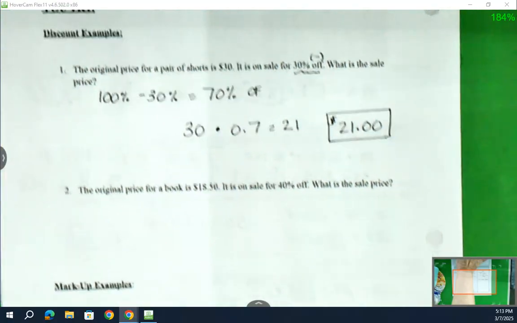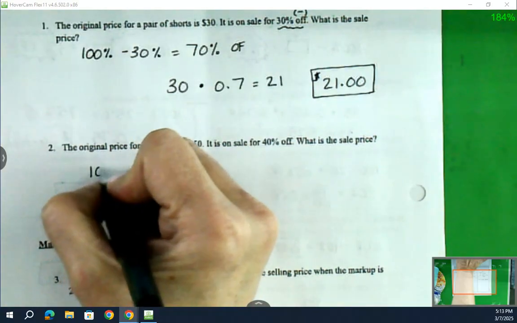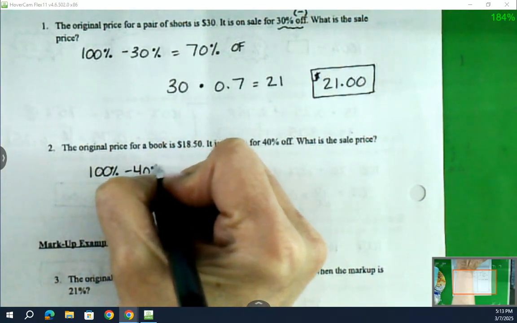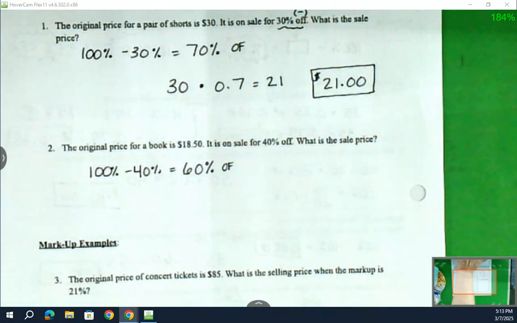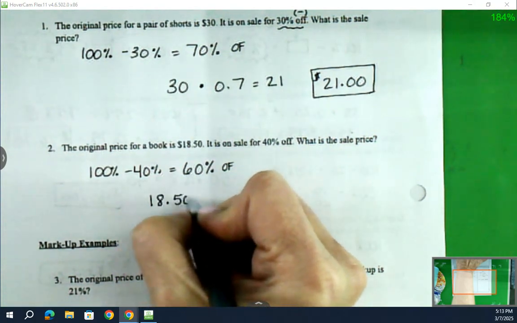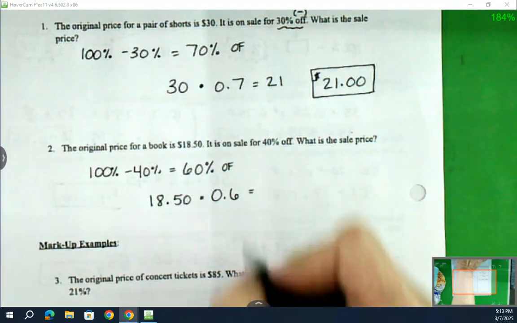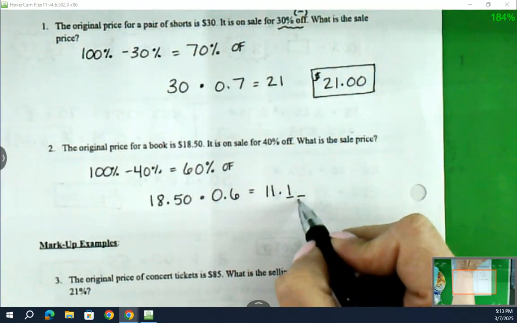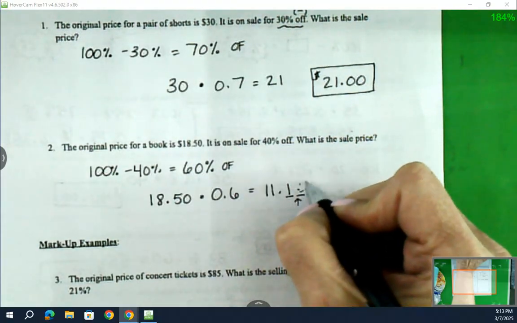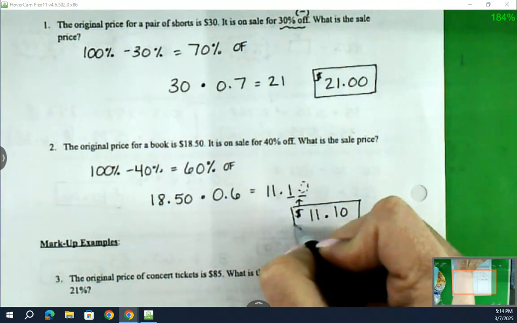Okay, number 2. We have the original price of a book is $18.50. It is on sale for 40% off. So 100% minus the 40% means that we're now paying 60% of the amount. $18.50 times 0.6, and when we multiply, we get 11.1. Well, we know that money is 2 decimal places, so you'll have to put in the 0 here. Okay, our answer is $11.10 for the book.